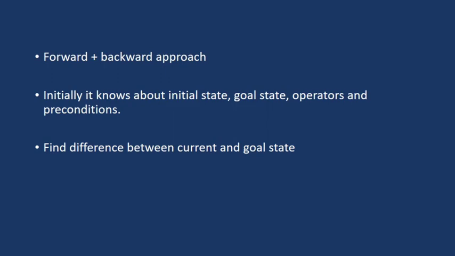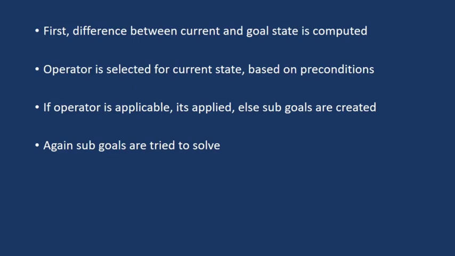Now यह central idea क्या है कि it will work by finding the difference between current and goal state. So first of all, difference between current and goal state is computed. Then operator is selected for current state based on some preconditions. अब अगर operator applicable है तो they will be applied, नहीं तो sub goals are created and again steps are taken to achieve the sub goals.